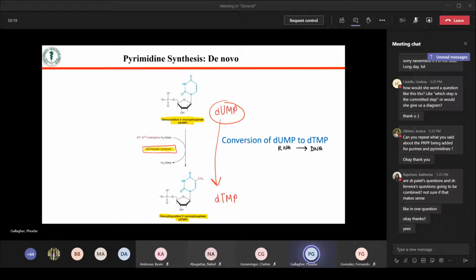Okay, cool. So you get this middleman here that only exists for a short amount of time in order to become a DNA base, in which case it would become thymidine.